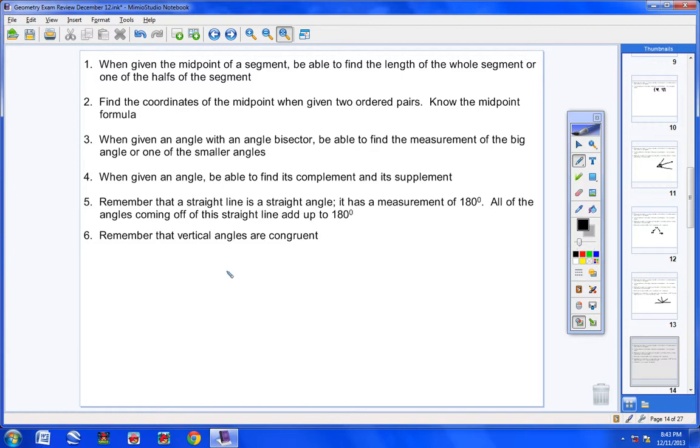Okay, remember that vertical angles are congruent, so when two lines intersect, this angle and this angle are congruent, they're vertical angles, and this angle and this angle are congruent, they're vertical angles.